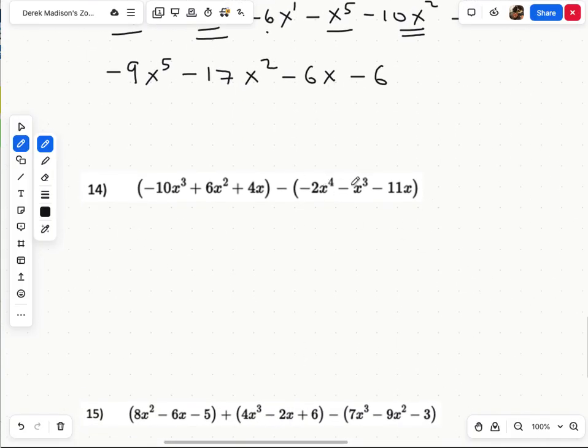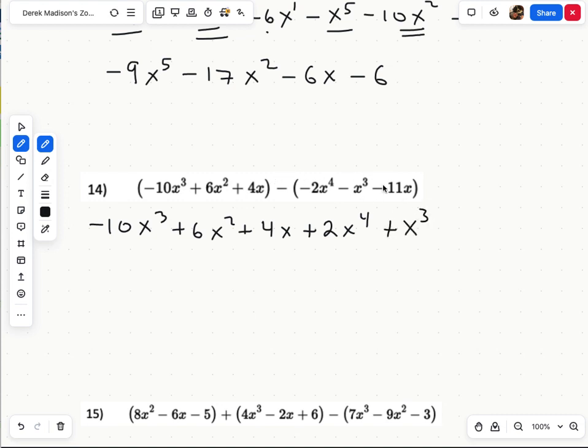14, same basic thing. I'll go ahead and distribute that minus through again. So minus 10x cubed plus 6x squared plus 4x. Then that minus and minus is going to make that a plus 2x to the fourth. Minus is going to make that a plus x cubed, and another minus will make that a plus 11x. And then once you have that through, your signs are all squared away and you're not having to keep track of that in your head.